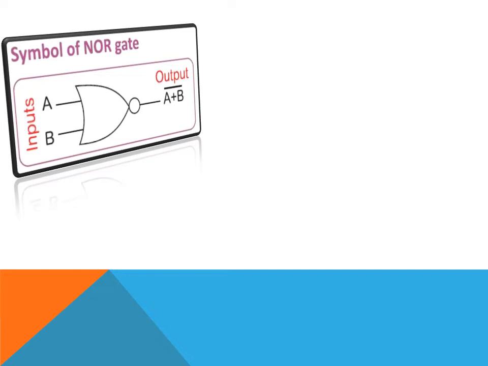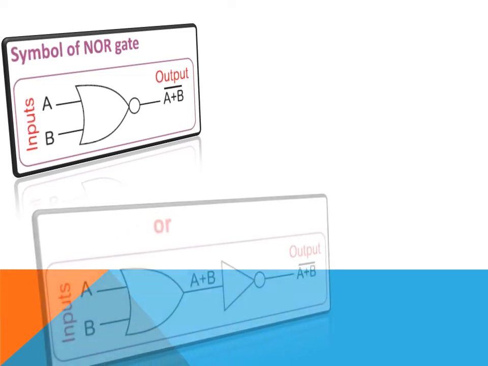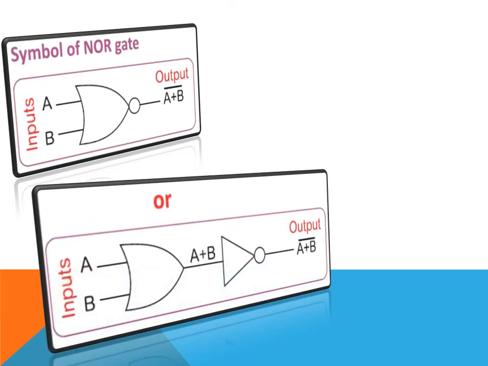Also, you can draw the symbol in another version. This is it. See, an OR gate followed by a NOT gate. So if the inputs are A and B, and they pass through the OR gate, the output will be A plus B. Now if that A plus B output is fed into the NOT gate, then the output will become reversed because the NOT gate is the inverter. So it will become (A + B) whole bar.